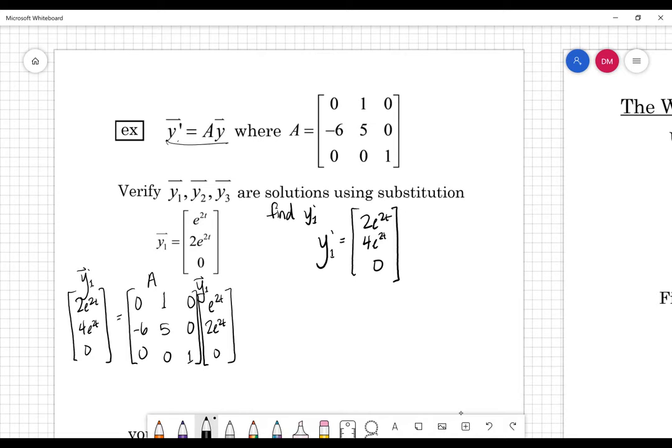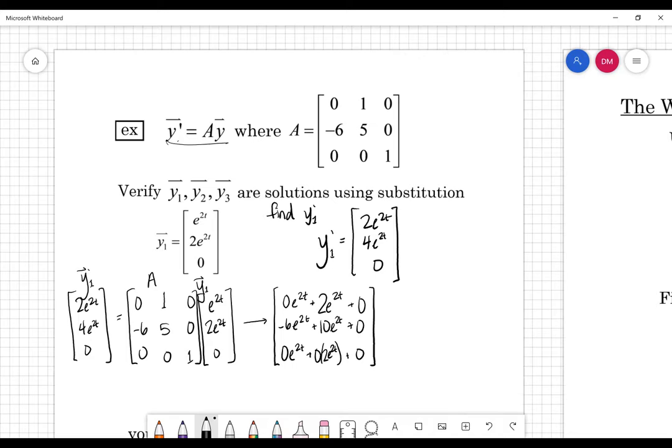All right, so a little matrix multiplication here. On the right-hand side, I'm going to write out what we get for each of these. We get 0 times e to the 2t plus 1 times 2e to the 2t, which is just 2e to the 2t, and then plus 0 for the first row. Then we get negative 6e to the 2t plus 10e to the 2t, by multiplying 5 by 2e to the 2t, plus 0. And then we get 0 times 2e to the 2t, so just 0 again, and then another 0.